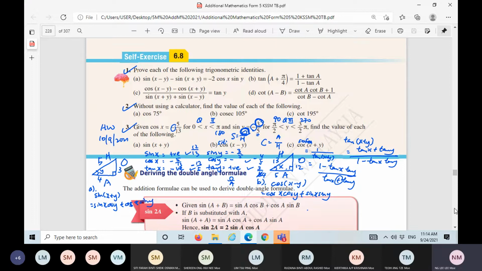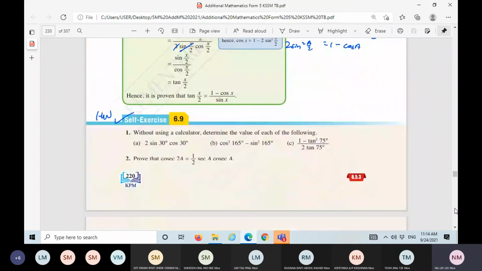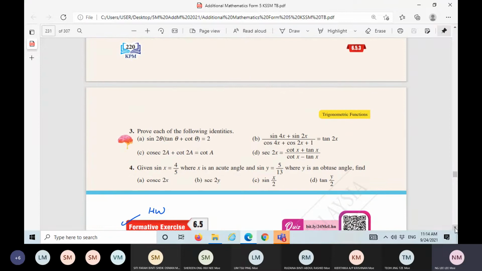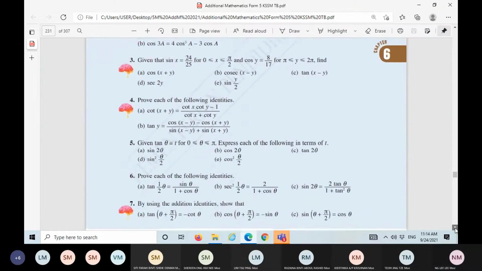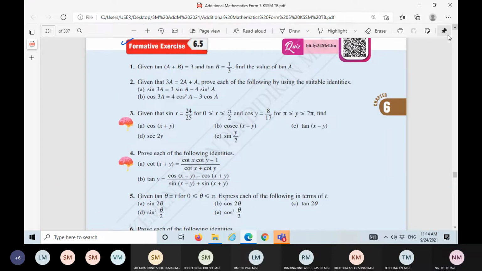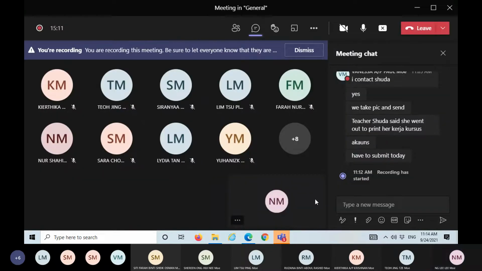I don't know whether you want to ask me any questions. Actually, I have gone through the beginning part of the review. So if no questions, the next exercise is this 6.9. Anything you want to ask? Here there are 4 questions, and then also the formative exercise 6.5. Here there are 7 questions. Any question to ask? I don't know whether you tried or not. If you didn't try, sure you don't have anything to ask.